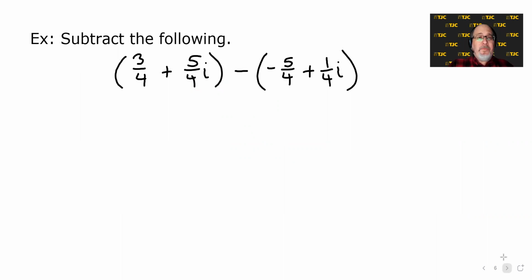This one shouldn't surprise you. Subtract the following: open parentheses, 3/4 plus 5/4 i, close parentheses, minus open parentheses, -5/4 plus 1/4 i, close parentheses. Yes, it's more fractions, but if you look closely, this one's actually easier to start. I invite you to pause the video and try it. I'll give you a hint: they all already have common denominators.